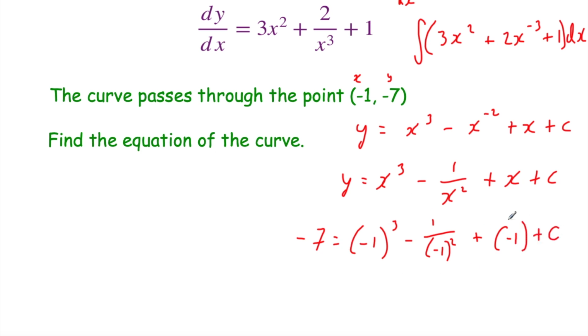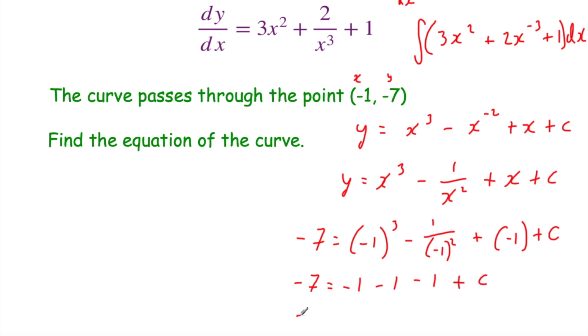Now, if you've got a calculator, you can work this bit out, but I'm just going to work it out manually. So you've got -7 equals -1 cubed. Well, -1 times -1 times -1 is -1. And then we've got -1 over -1 squared. Well, -1 squared is -1 times -1, which is 1. And 1 divided by 1 is 1. So we've got just -1 there. And then we're going to add -1. Well, adding -1 is the same as taking away 1. And then we've got our plus c.